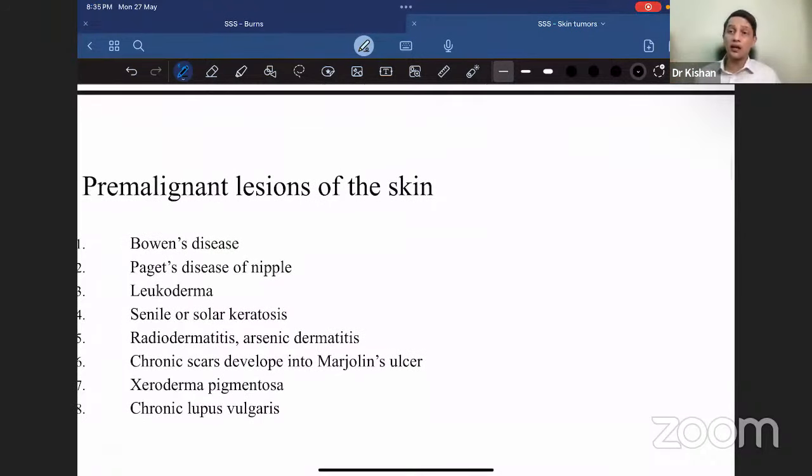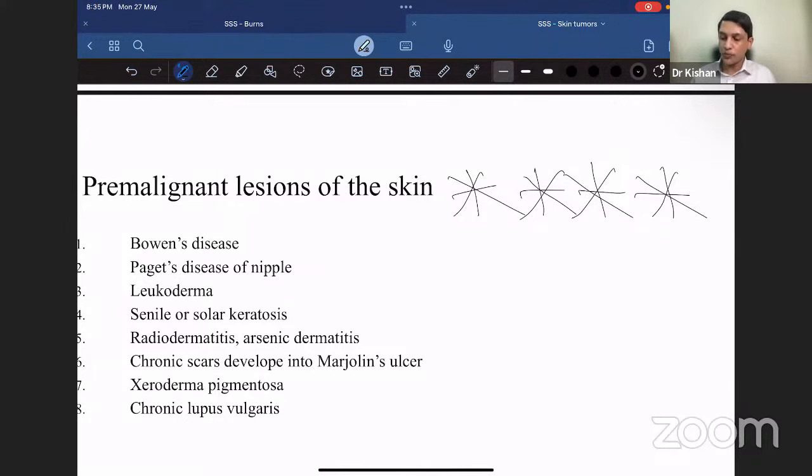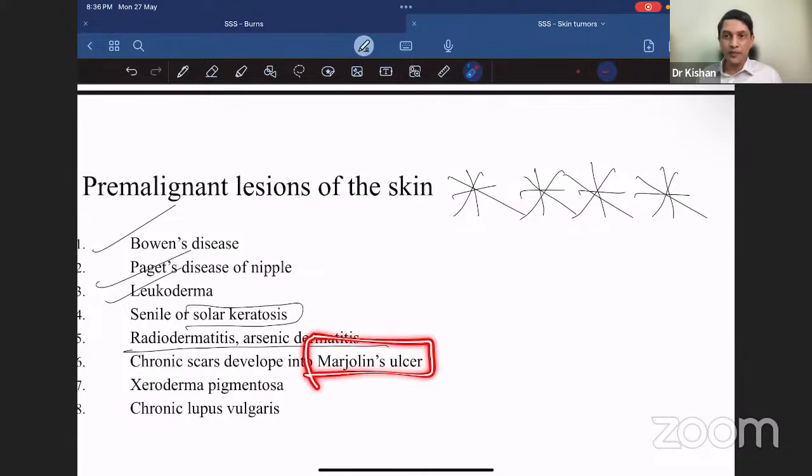In general, not just for SCC, another important question asked multiple times, I'll give you 4 out of 5 stars for this. So important. What are the pre-malignant lesions of skin? I already told you: Bowen's disease, Paget's disease of the nipple, leukoplakia, solar keratosis, or also another variety, senile keratosis, radiodermatitis, and chemical arsenic dermatitis, and chronic unstable scars that develop into Marjolin's ulcer. This itself is a very important question. I'll discuss this Marjolin's ulcer.